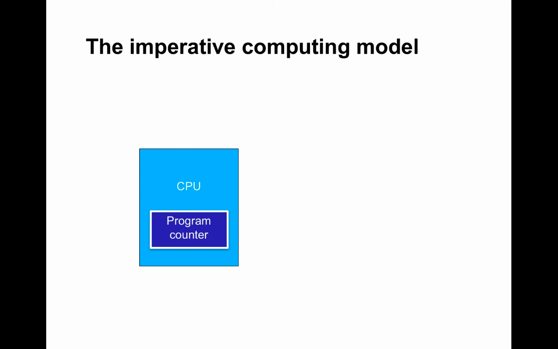To appreciate what's distinguishing about the Dataflow model of computation, it's useful to review some key aspects of the imperative computing model, which is the computing model that's associated with conventional languages like C or C++ or Java. We also refer to these as procedural programming languages. So in the imperative computing model, we have the notion of a central processing unit, or CPU, and one major component of the CPU is what's called a program counter, which contains the address of the next instruction that's supposed to be executed at any given time.